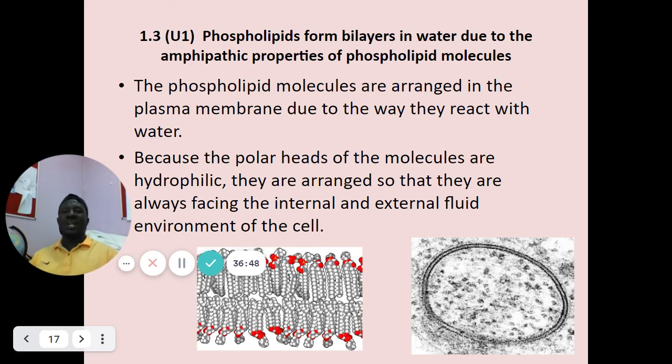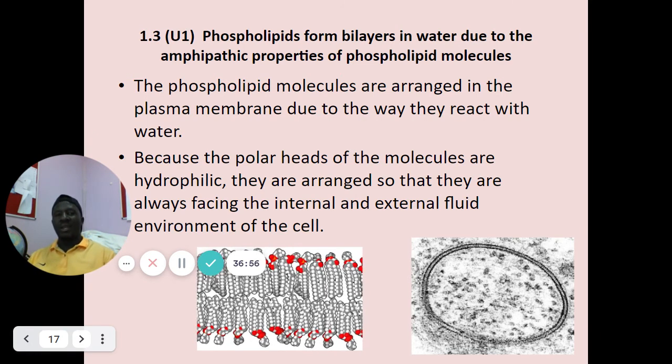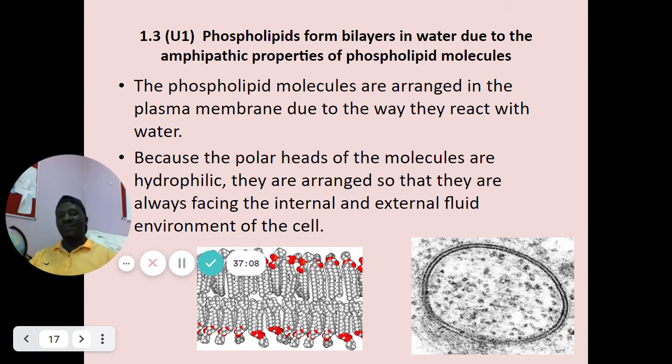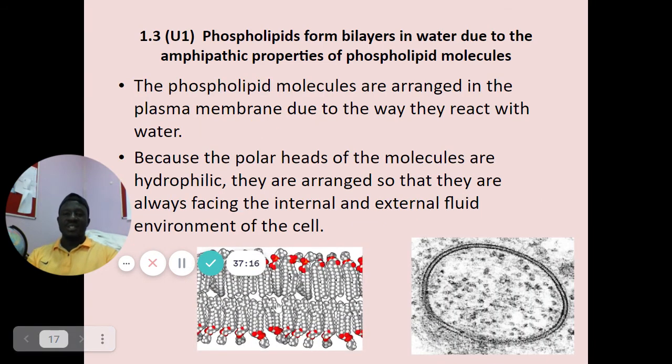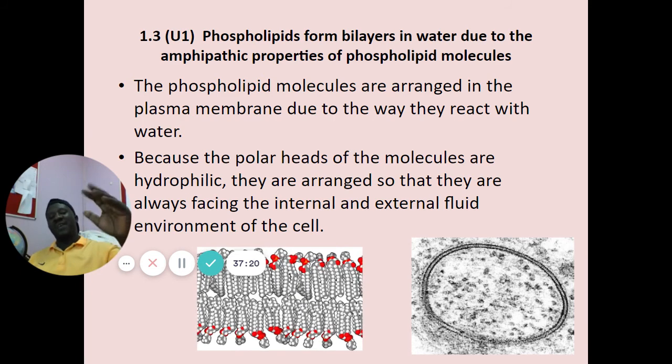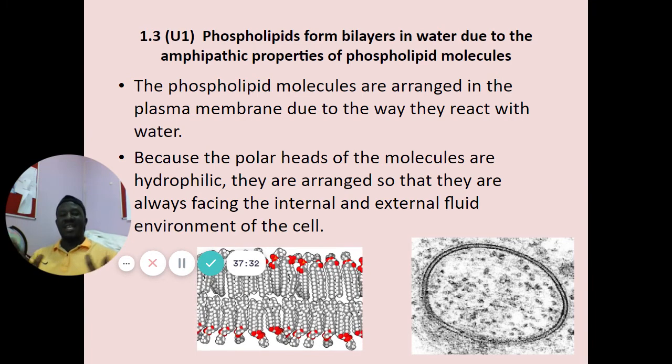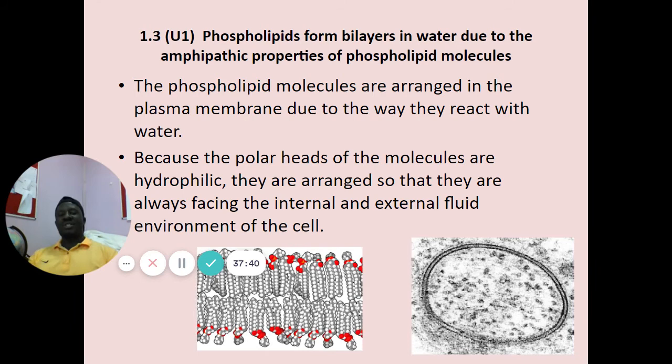Phospholipids form bilayers in water due to the amphipathic properties of phospholipid molecules. The phospholipid molecules are arranged in the plasma membrane due to the way they react with water. Because the polar heads of the molecules are hydrophilic, they are arranged so that they are always facing the internal and external fluid environment of the cell. As you can see, this is the form. So you can see the amphipathic nature, the water-loving heads and the fat-loving tails, not settled, always in a state of mosaic. So that gives the proteins the ability to ooze in and out, and that gives us the fluid mosaic model.